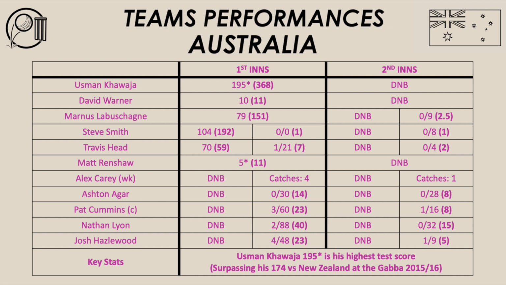Ashton Agar, who came back into the test side after a 6-year hiatus, didn't really bowl well. He didn't pick up a wicket. He struggled a bit. He wasn't consistent in his line and length, and people are questioning his spot in the squad for the India tour.